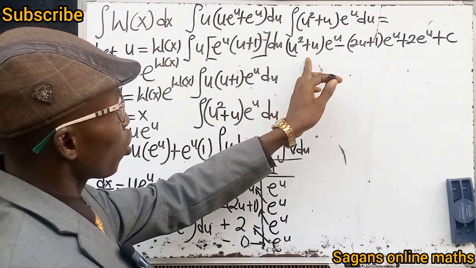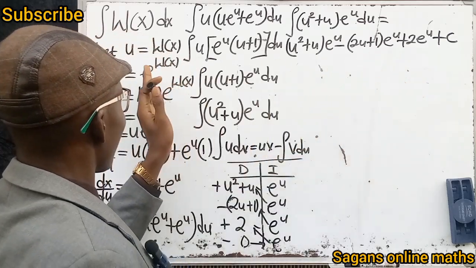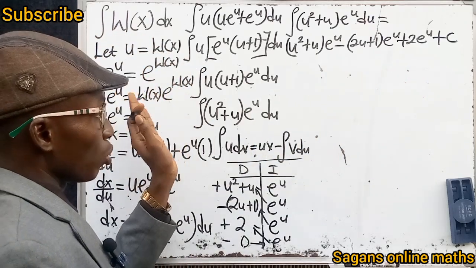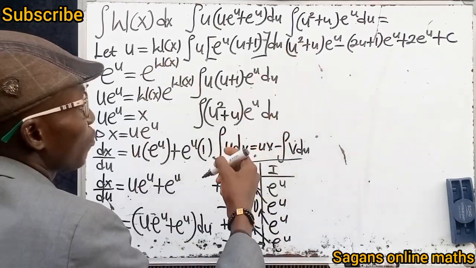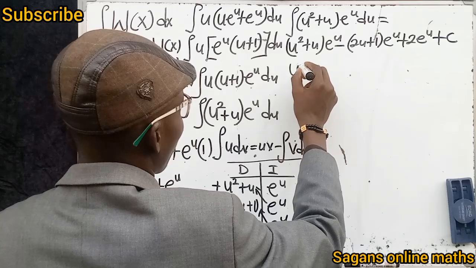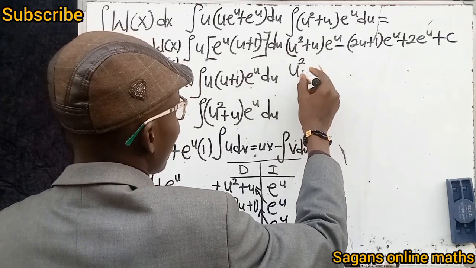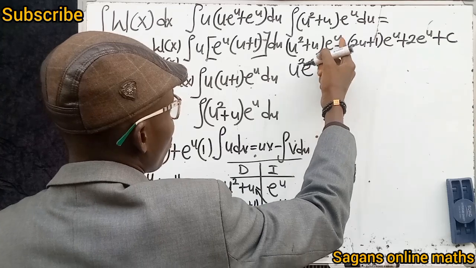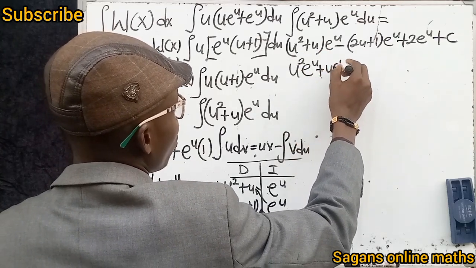But since we are not working with u here, what we are going to work with is our x and w function. Remember, we said let u equal the w function. So let's simplify this further. We're going to have u to the power of 2 multiplied by e raised to the power of u, because e raised to the power of u times this gives us this. Then plus u multiplied by e raised to the power of u.